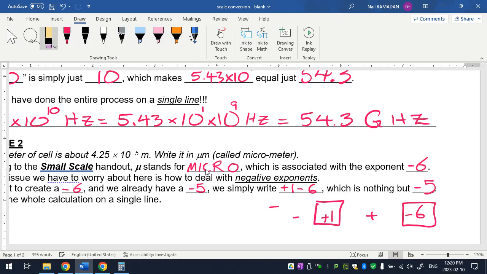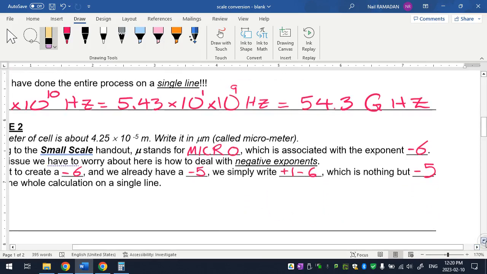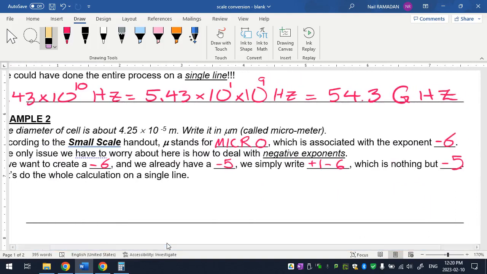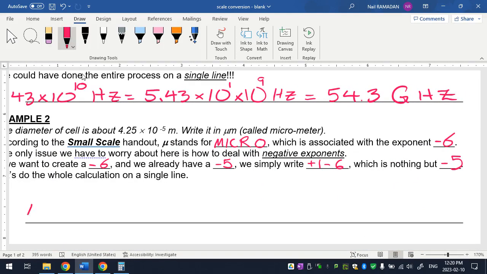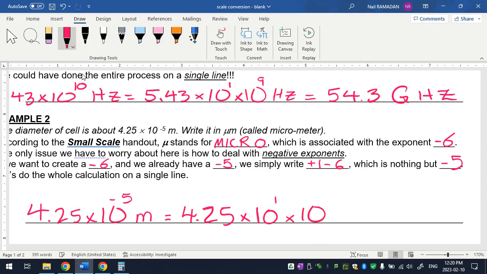All right, let's do it on one single line. 4.25 times 10 to the -5 meters equals 4.25 times, how many powers of 10 do I need now? 2, because I need to split them, just like I did here. I'm doing this step right now. 10 to the 1 times 10 to the what? Yeah, it's whatever this is. Still in meters.